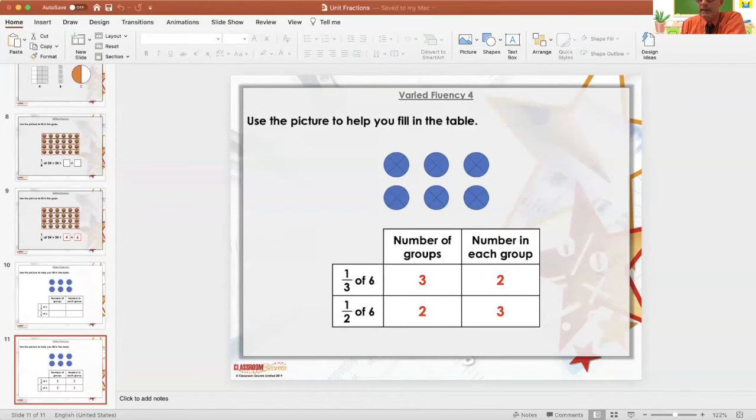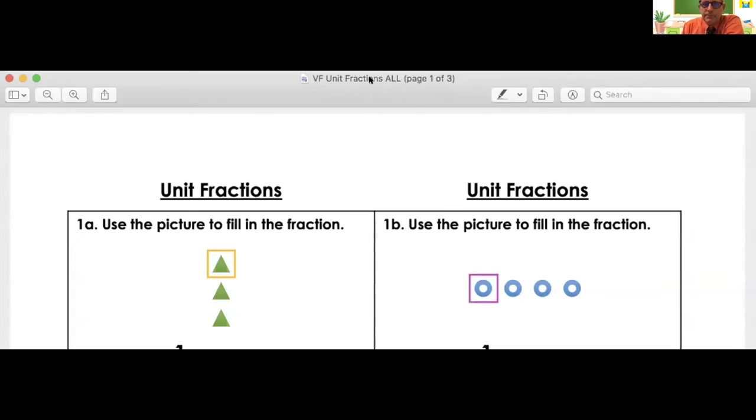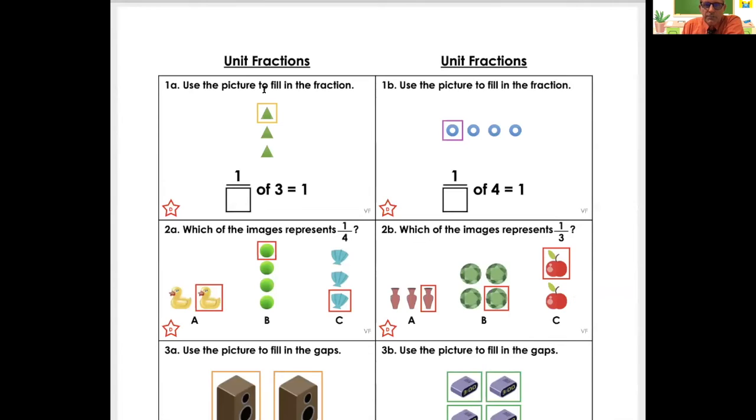So what we need to do is look carefully at what we're going to do. Let's find out what you're going to do. Where is it? That one. So, use a picture to fill in the fraction. There's 3 there. 1 of 3. 1/3 of 3 equals 1.